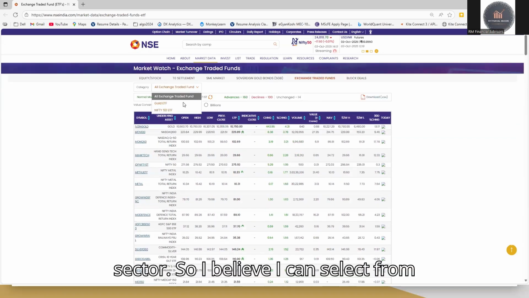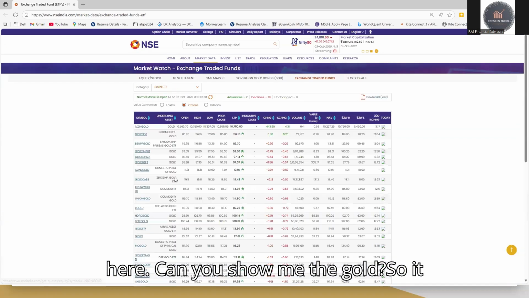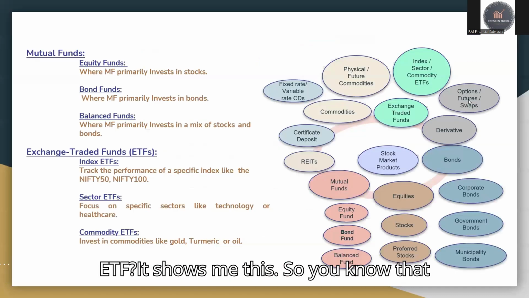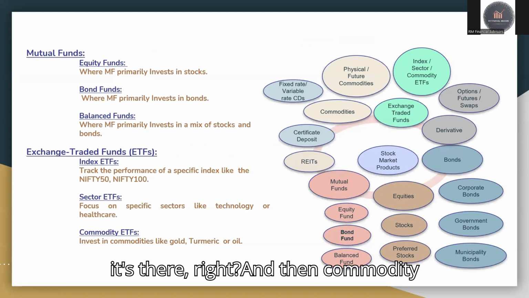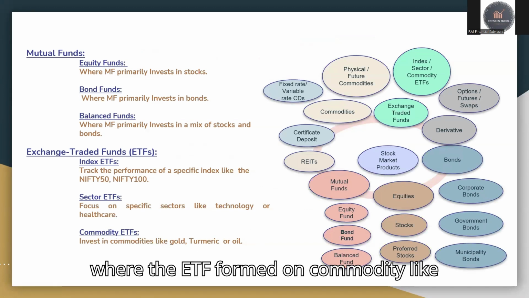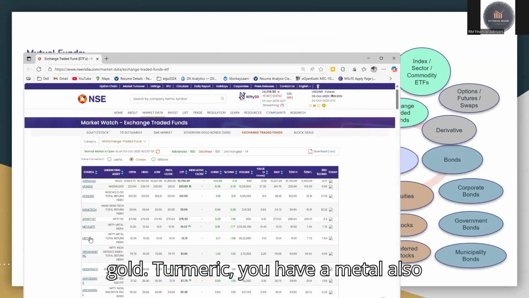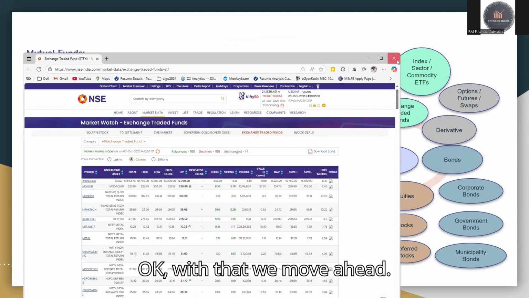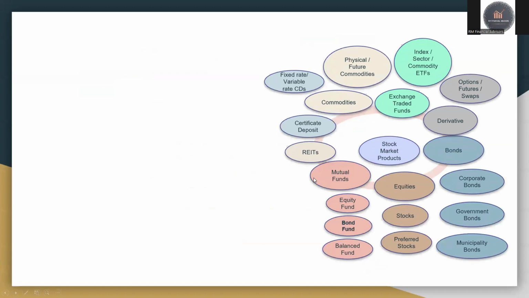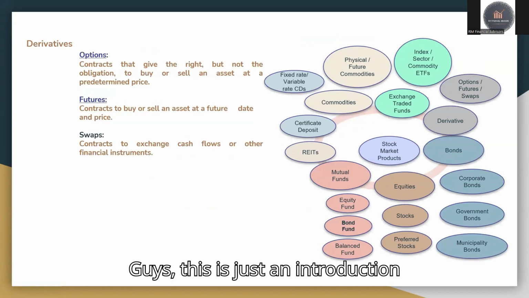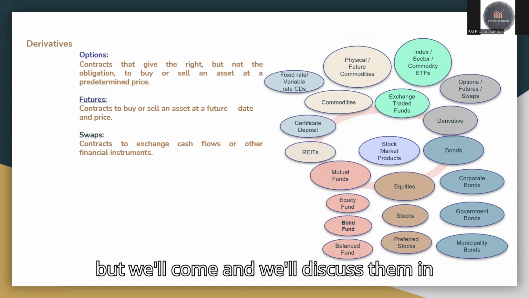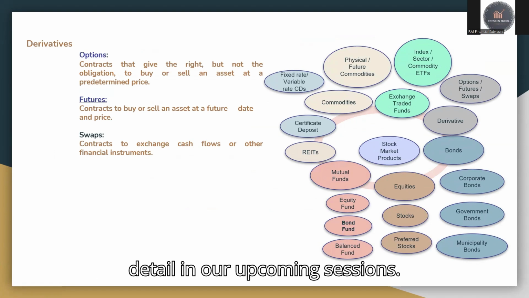So I believe I can select from here. Can you show me the gold? So it shows me gold. Can you show me Nifty 50 ETF? It shows me this. So you know that it's there, right? And then commodity, where the ETF formed on commodity like gold, turmeric. You have a metal also, Nifty Metal Total Return Index. Okay. With that, we move ahead. Guys, this is just an introduction talking about each and every product, but we'll discuss them in detail in our upcoming sessions.